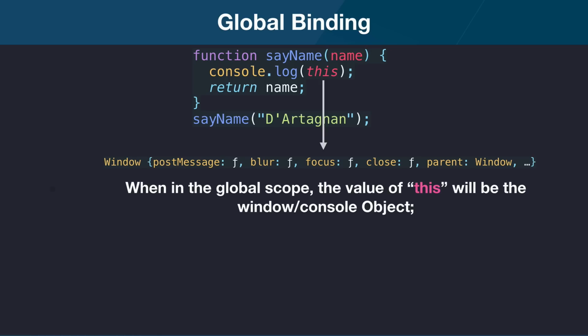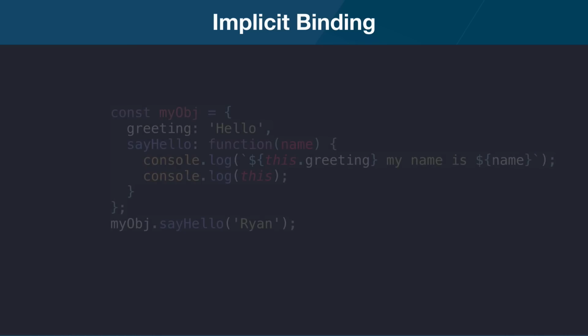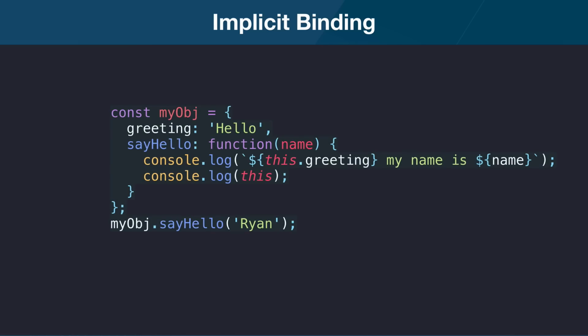The next principle is implicit binding. Let's say I have an object and I've created a context in this object. I have a greeting property with a value of hello, and say hello, whose value is a function. A fancy term to describe a property whose value is a function on an object is a method. So I have a method here called say hello that I can refer to.